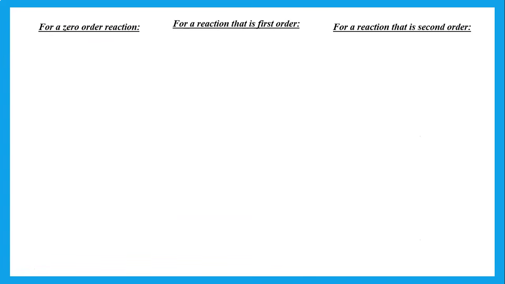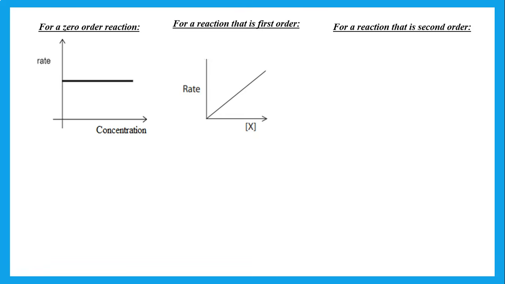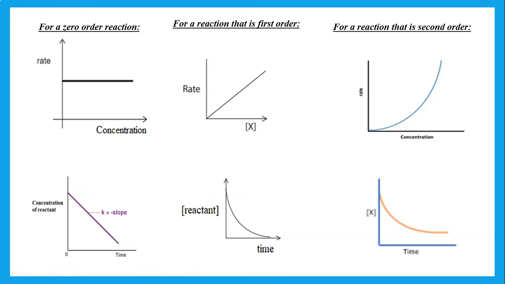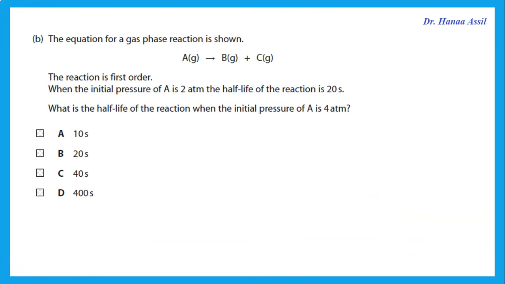So remember, these graphs that we should know: if we're talking about rate versus concentration, a zero order would give this kind of graph. First order will give this, a second order would be this. So this is rate versus concentration. What if we're talking about concentration of the reactant with time? If it's zero order, the concentration of the reactant decreases. With a first order, it decreases in this way, and for a second order, it decreases in this way. So keep all of these graphs in mind when answering the questions.